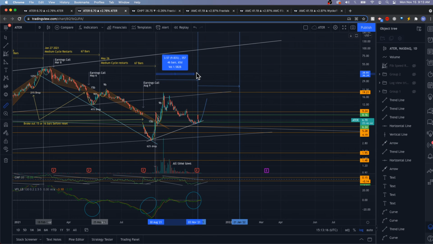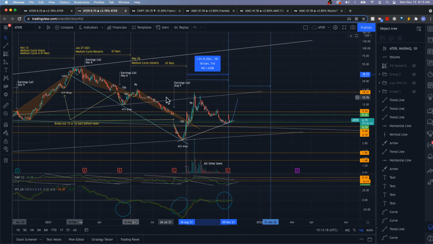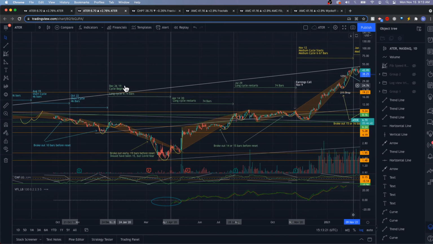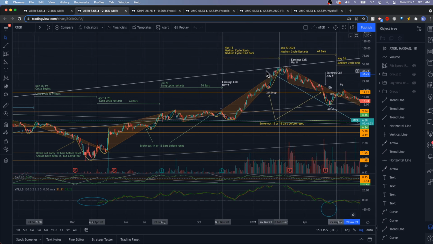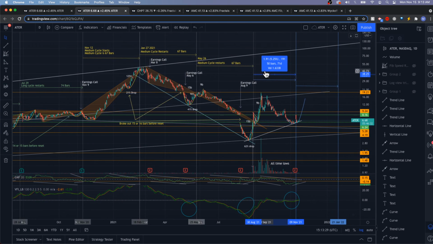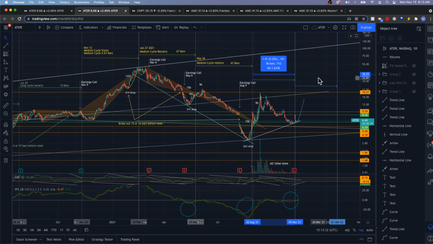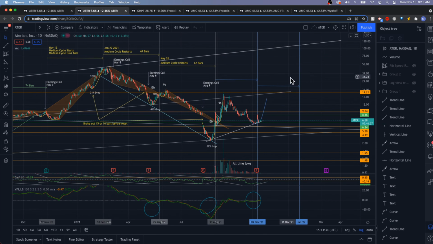This thing has repeated 3 times, 3 times, 3 times. It's 50 bars, so we're now on the fourth cycle. This was 46, 46, 46, then 74, 74, 74. Then it was 67, 67, 67. And now it's 50. I would assume 50 and 50. I don't know for sure. But this is mind-boggling stuff, y'all.